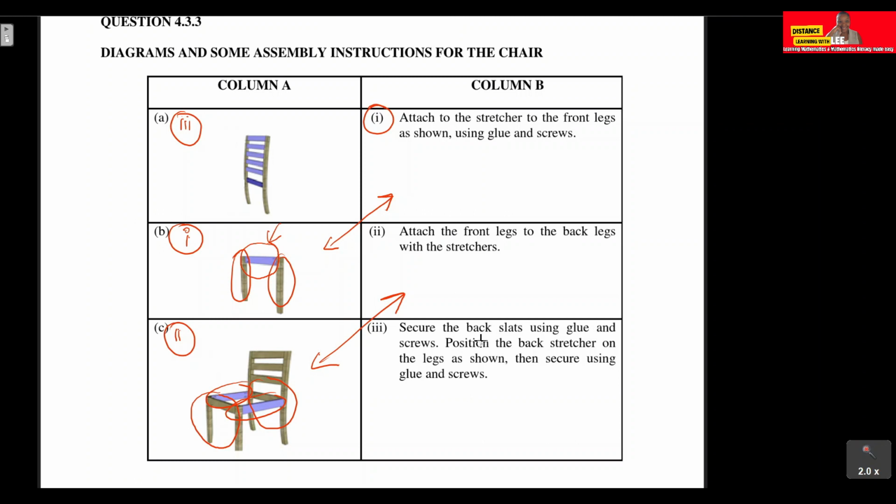Okay, so secure the back slates. Remember, these are your slates, okay? And they are at the back. So these back slates are secured using glue and screws and position the back stretcher. And then here we see that they've positioned the back stretcher on the legs as shown. Okay, so we've basically answered this question.